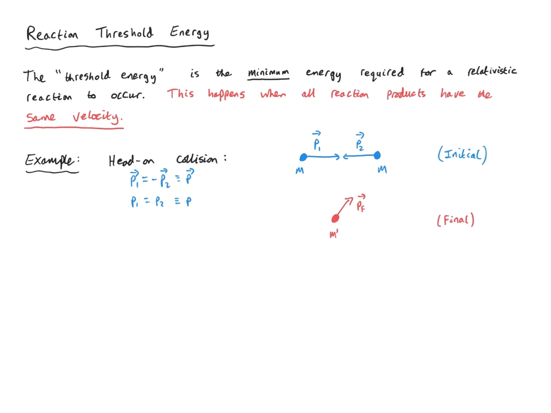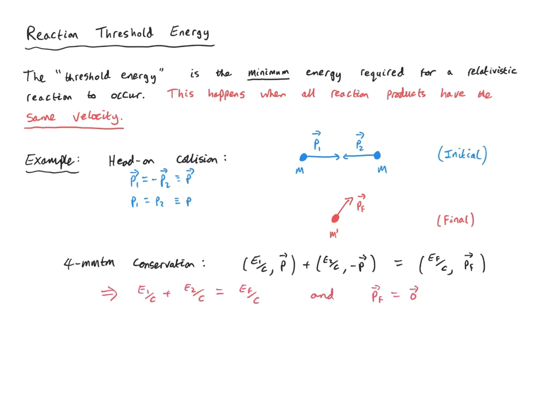In the final configuration, we have a single massive product with mass m primed and a final relativistic 3-momentum Pf vector, which I've illustrated here. Remember here that, as usual, m and m primed are the rest masses. Now we use 4-momentum conservation. Each of our particles has some mass and some generic non-zero momentum, so we have E1 over c and P vector for one of the reactants, E2 over c and minus P vector for the second reactant, and then for the products we have some final energy Ef over c and some momentum Pf vector.